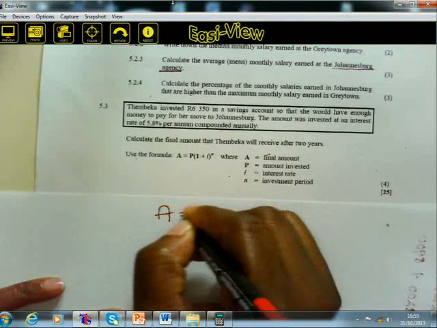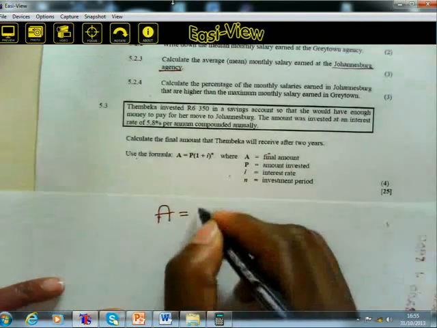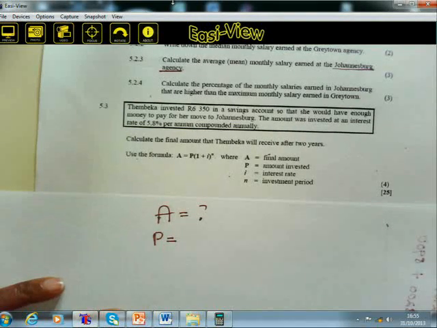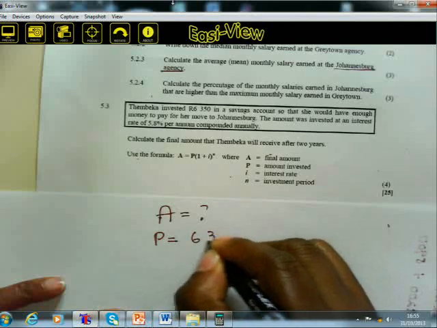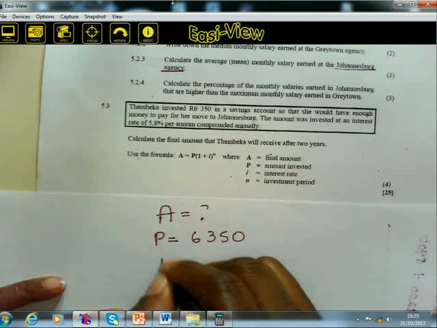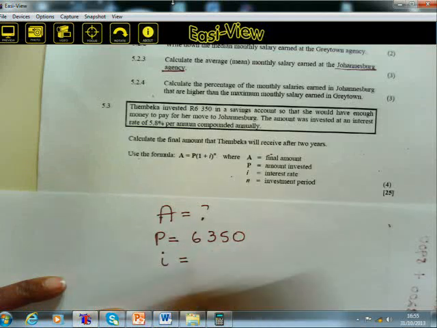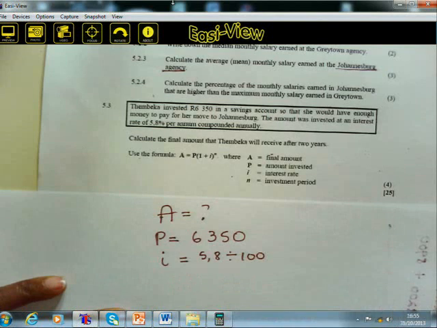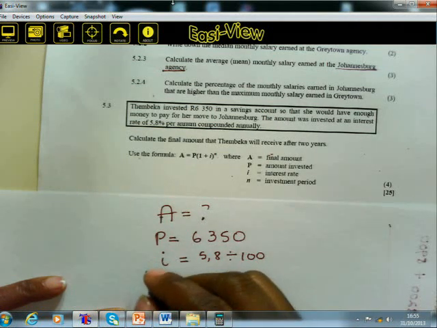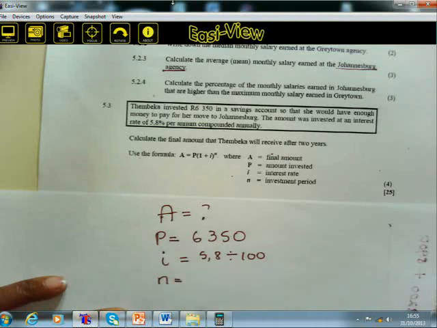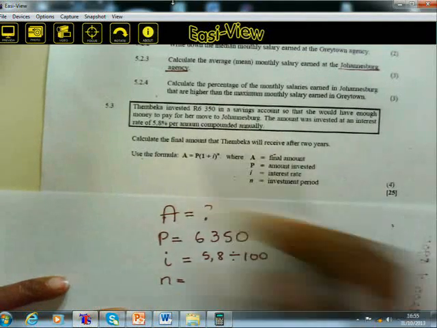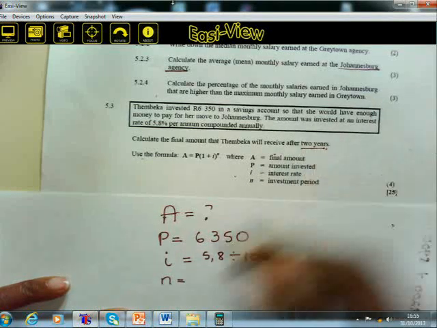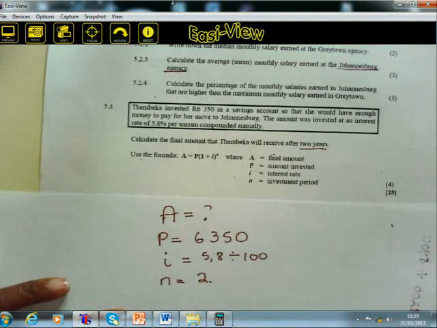In most cases, I encourage learners to do this. I'm looking for the final amount. The amount that I'm going to substitute as P is 6,350. What am I going to substitute as i? It's 5,8 divided by 100, because we know that we have to divide by 100. And then what am I going to substitute as n? Calculate the final amount that Tembeka will receive after 2 years. After 2 years, so my n is equal to 2.